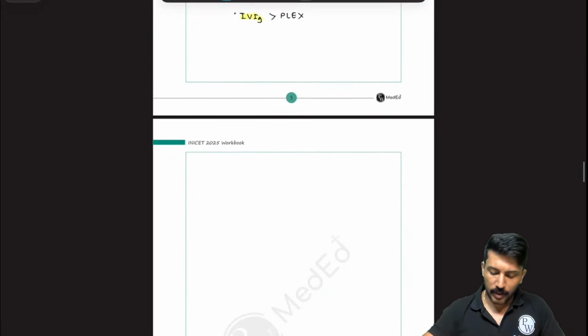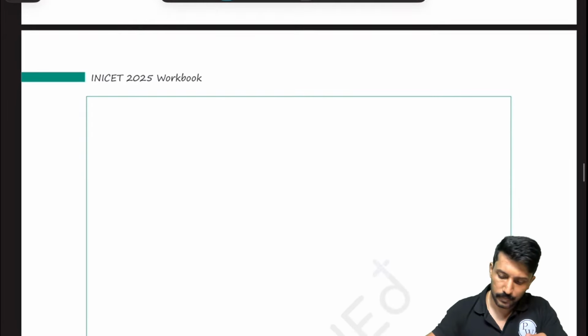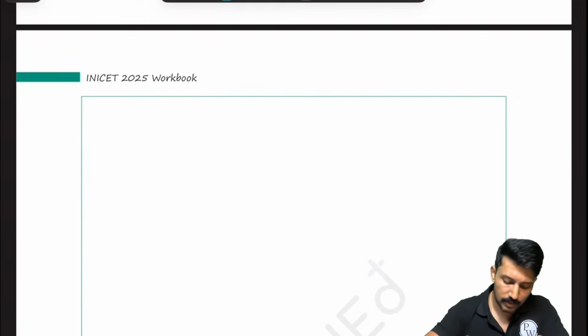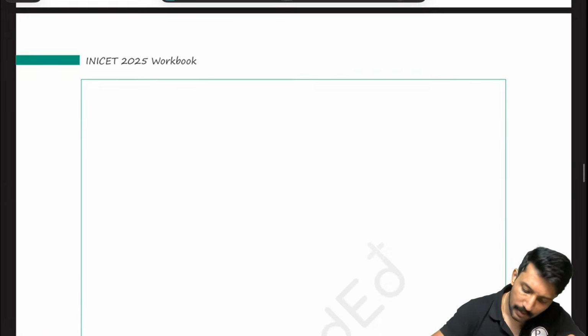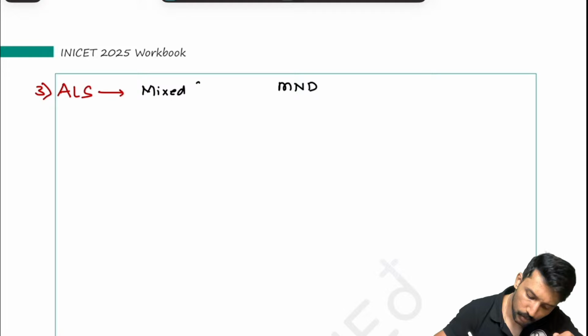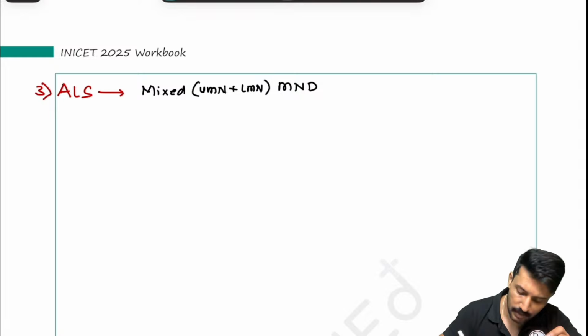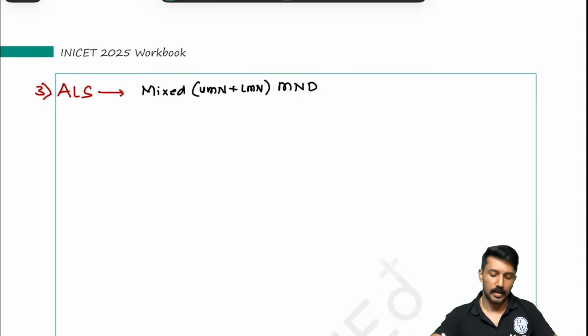The next topic I'm going to address is one more important topic, which is called amyotrophic lateral sclerosis, or ALS. So this ALS is a motor neuron disease. It is a mixed motor neuron disease. So when I say mixed motor neuron disease, this is a neurodegenerative disease where UMN plus LMN are getting degenerated.